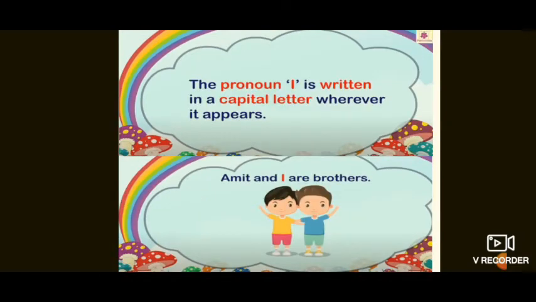Secondly, one more thing, the pronoun I is written in a capital letter wherever it appears. So whenever you are writing about yourself, that is I, or any word which starts with I, you have to always remember that the letter I should be written in a capital form. Now here is one more example I have given you: Amit and I are brothers. Here I means you are talking about yourself, so that I is written in a capital letter.